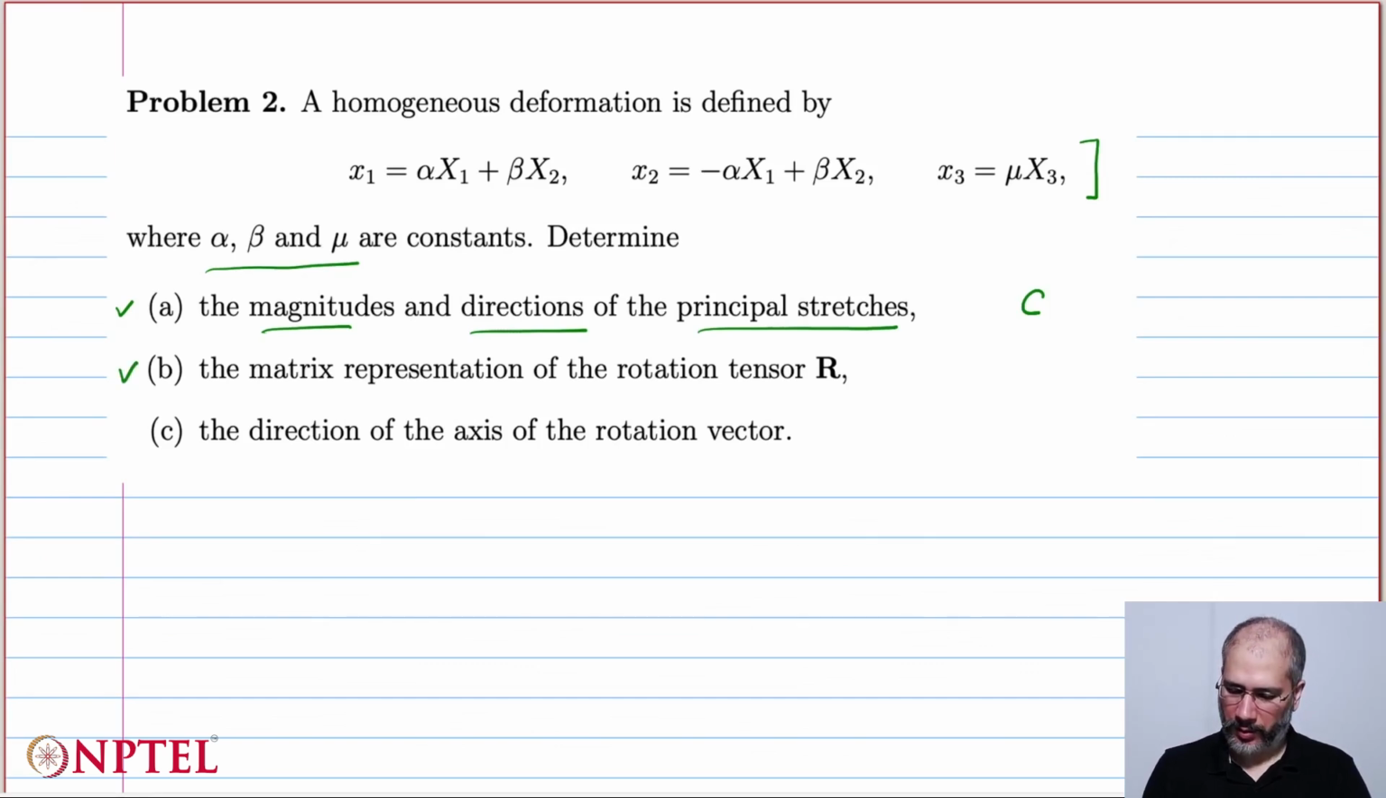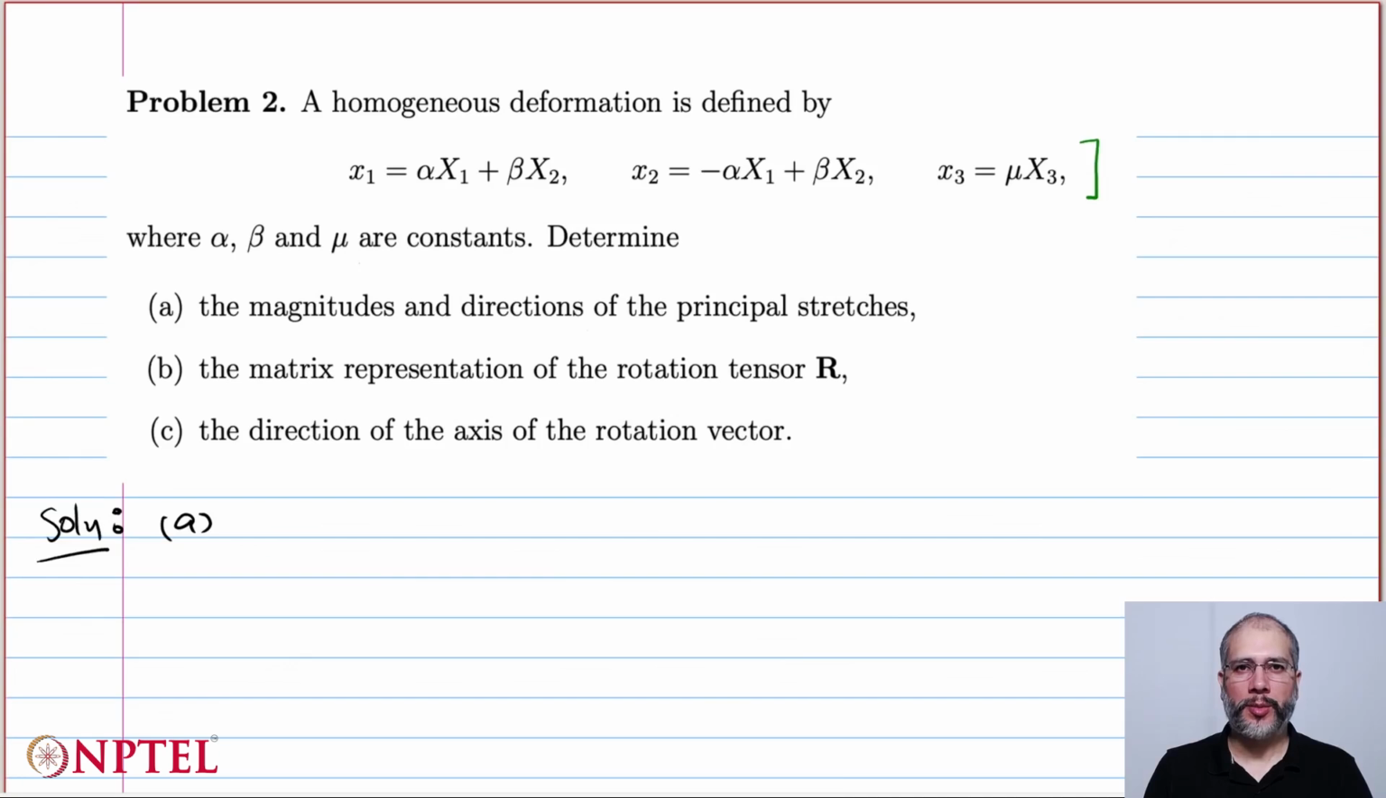In the second part, we have to find the matrix representation of the rotation tensor R. So recall that we had discussed the polar decomposition where finite deformations are decomposed into a symmetric stretch tensor and an orthogonal rotation tensor. So here we have to find that orthogonal rotation tensor R. And additionally, associated with this rotation tensor R, there will be a vector around which the rotation is happening. So we have to find that rotation vector around which the rotation is happening in this case. So let us solve the problem.